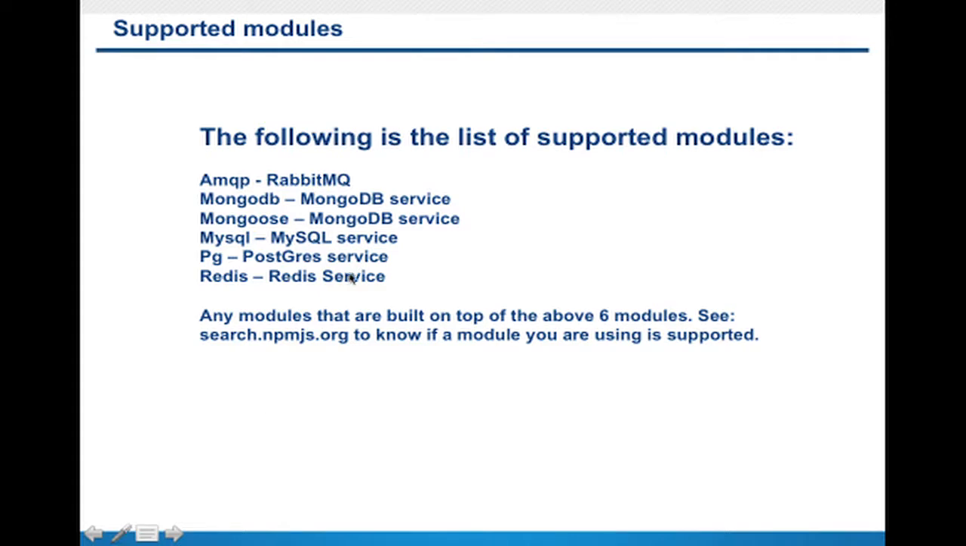Now, this particular feature is not supported for everything, except for the following six services that Cloud Foundry supports by default. Among them, the amqp module, which is for RabbitMQ; mongodb and mongoose, both for the MongoDB service; mysql and pg; and redis. These are for MySQL, Postgres, and Redis respectively. And along with that, any modules that you might see on search.npmjs.org that are built on top of these default modules are also supported.